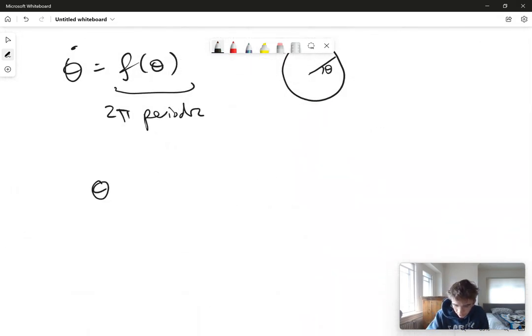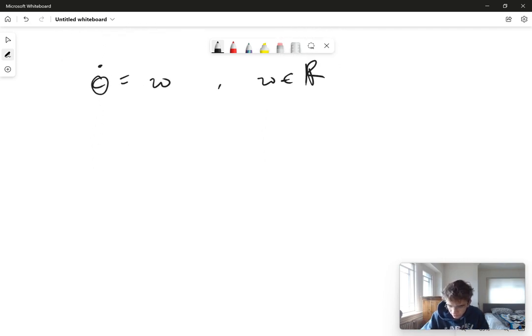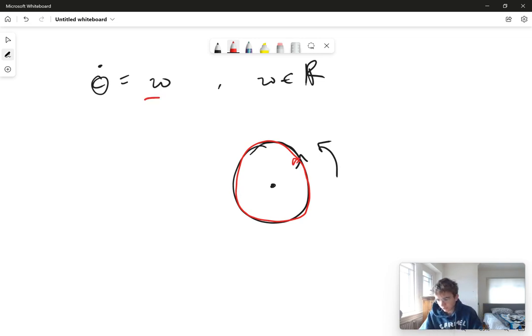So if I give you theta dot is equal to omega, where omega is just some constant, what this corresponds to is a uniform oscillator. So it's uniform flow around the circle. So essentially, the flow is just going to constantly loop around, and it's going to do so at a constant angular velocity of omega.